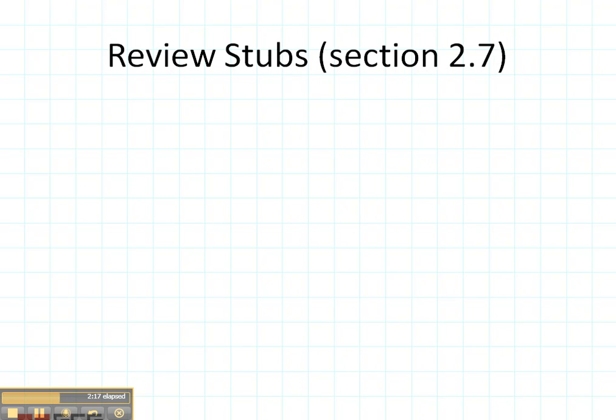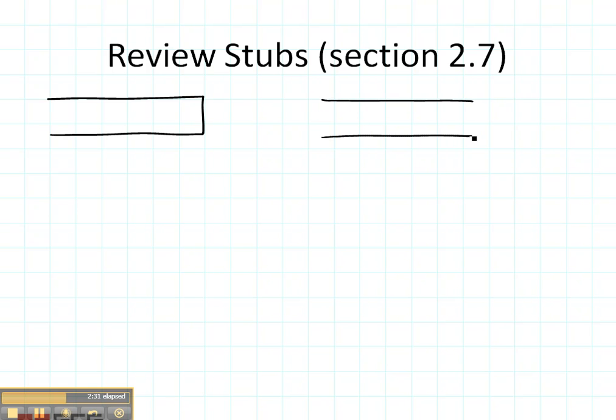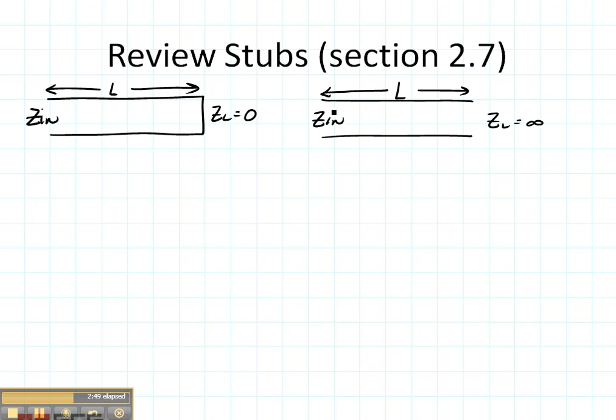Now let's consider one other major aspect that we need in order to do single stub matching, and that's the stubs. The idea of a stub is that we have a transmission line that is either short-circuited on the end or a transmission line that is open-circuited on the end. So here the load is 0, and here the load is infinity. What we're going to control is the length of our line L in order to get the input impedance that we want right here, Zin. If you refer to section 2.7 in your book, this is referred to as Zin of a short circuit, and this is Zin of an open circuit.